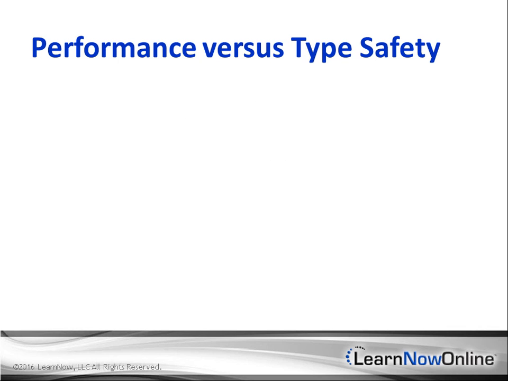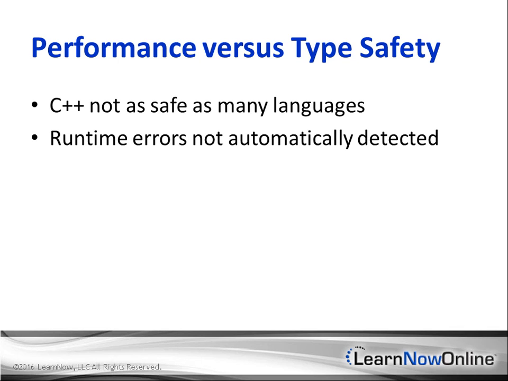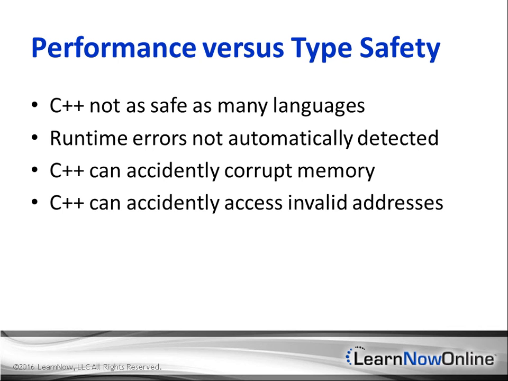Performance versus type safety. C++ is not as safe as many other programming languages that are executed in a managed runtime environment, such as Java or C-sharp or Python. These other languages are type-safe languages where compile time and runtime errors are automatically detected that prevent data types to be used in dangerous ways. There are many situations that can arise in C++ code where type errors may produce erroneous results. For example, C++ programmers can easily accidentally corrupt memory, or result in code that attempts to refer to memory that is not properly initialized, and so on.